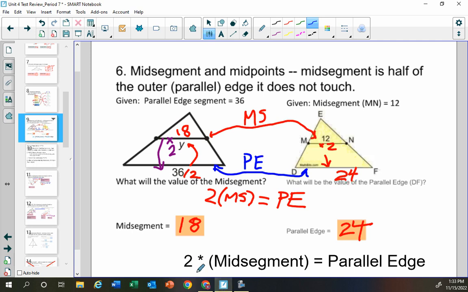But do not forget this times 2, because on a quiz, a lot of us forgot that times 2, and that's where we led to a mistake. I know some of you didn't, some of you did. Okay, we're going to get to that problem next. Other questions on this problem?